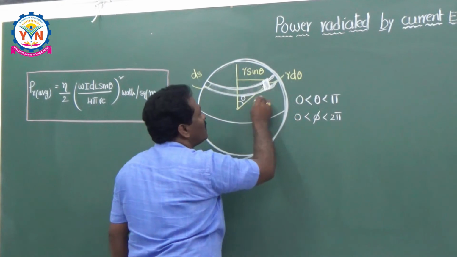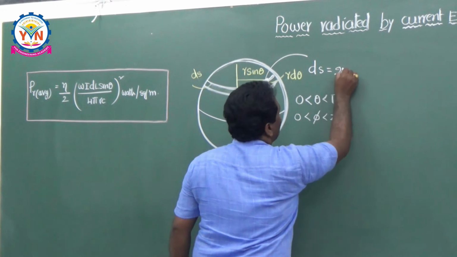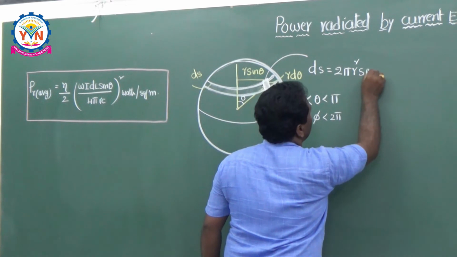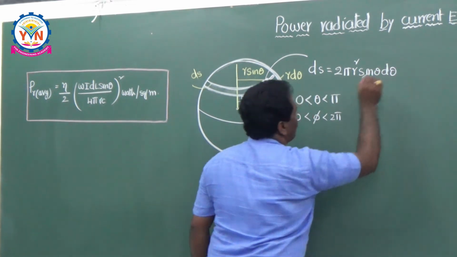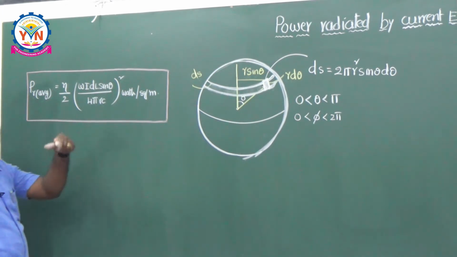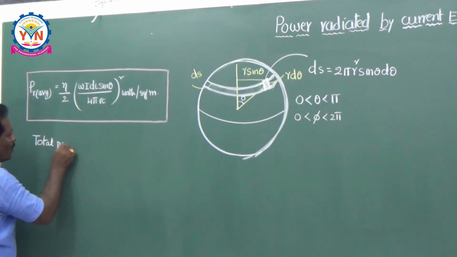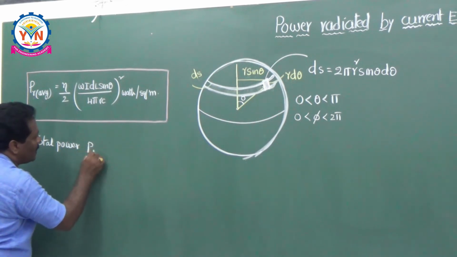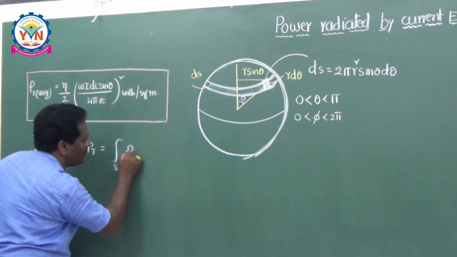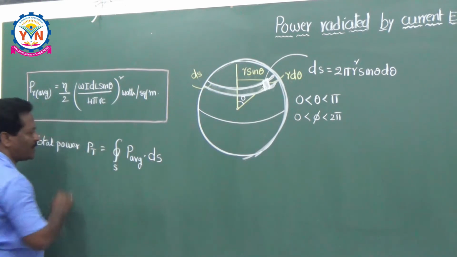So if you want to find out the surface area of the sphere, this piece ds is equal to 2 pi multiplied by r square sin theta d theta. Now I want to calculate the total power, because I know what the average power is. What is the total power? Total power Pt is equal to the closed surface integral of P average dot ds, where ds is the surface area. It is a closed surface integral.